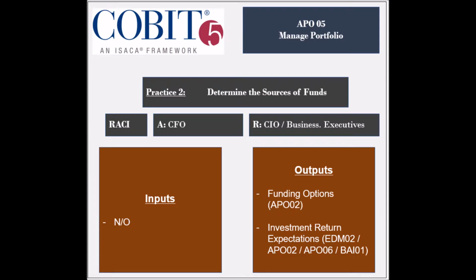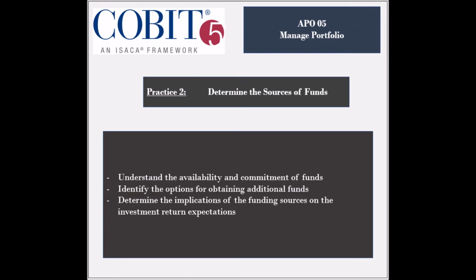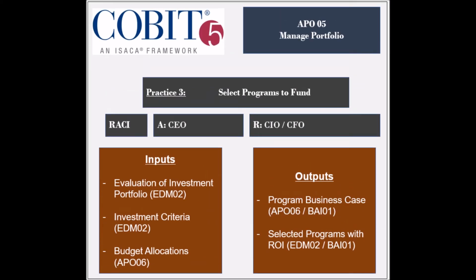It generates 2 outputs, which are the funding options to be used by the APO2 process, and the investment return expectations to be used by several other processes. The activities included in this practice include identifying the current availability and commitment of funds, and the approved amount to spend. The options to obtain additional funds should be identified, and the implications of the funding sources on the investment return expectations. The third practice is to evaluate and select which programs to fund.